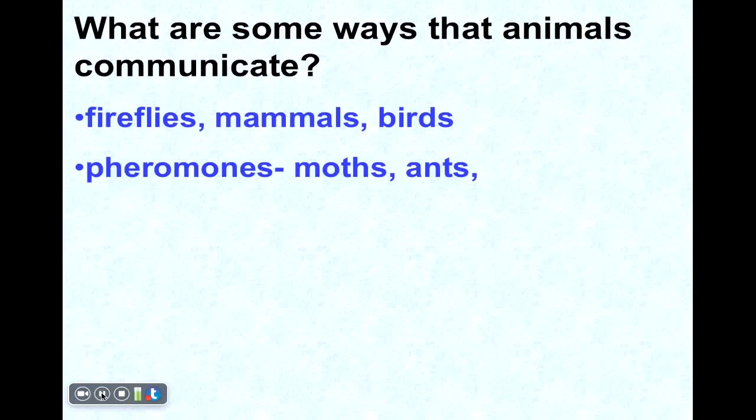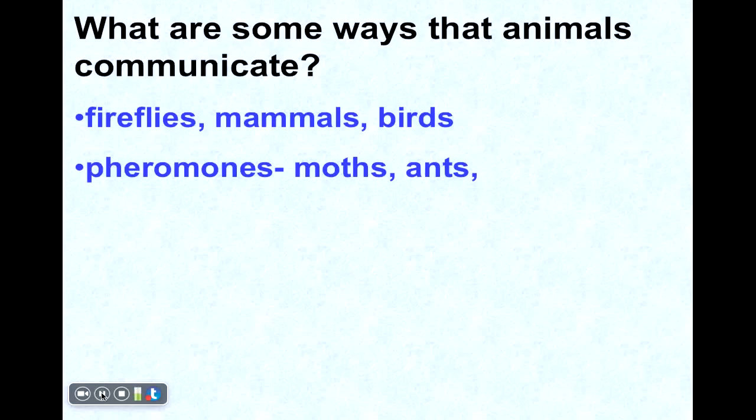Just another concept that many animals can use to communicate is pheromones. Pheromones are similar to hormones, but pheromones are actually produced and released outside of an organism's body, and they have an impact on some other organism. Many moths, for example: a female can release pheromones and attract males from very long distances away. Ants, too, can produce pheromones.